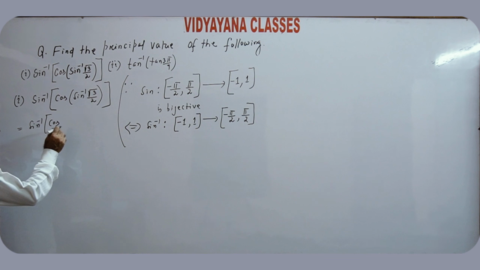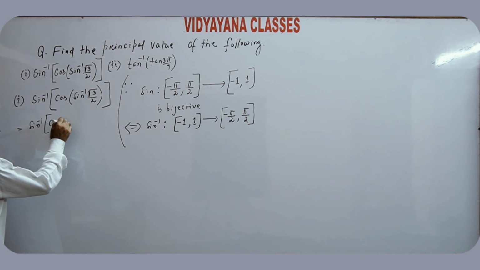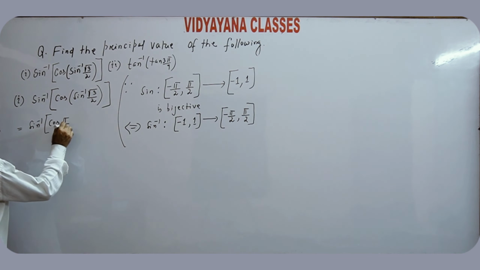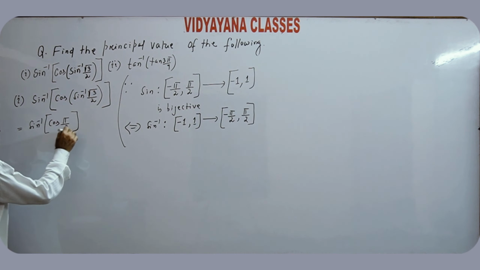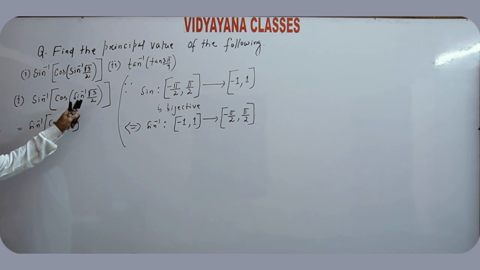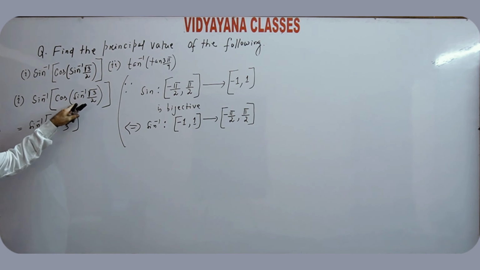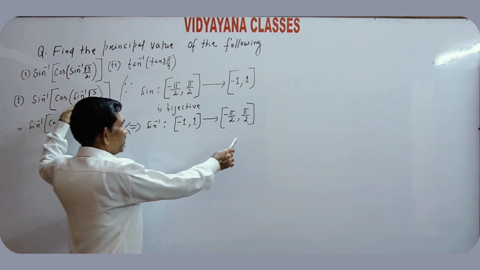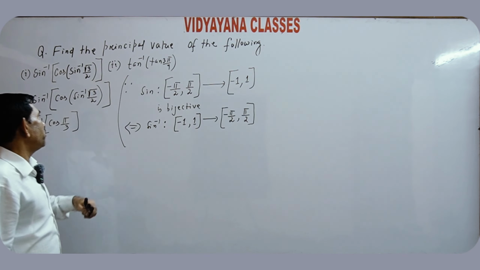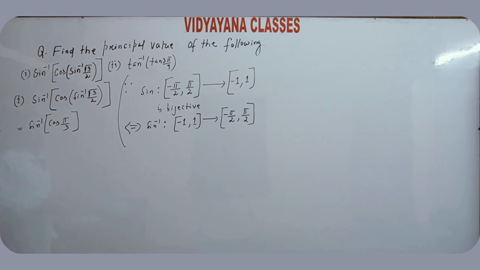It represents pi by 3, since sin 60 degree is root 3 by 2. It represents a radian angle. Which angle belonging to this set has the value root 3 by 2? That implies pi by 3.